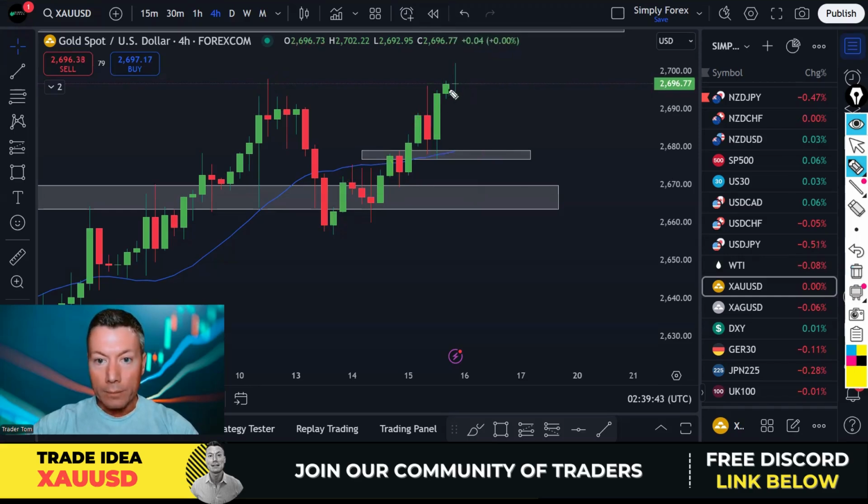So even if we got a retrace into here, maybe moving average 20 creeps up, and we get a bullish reaction, then I would still be interested in buying gold back up to this level. If it starts breaking this grey zone, then not interested. All right, so gold buys, first trade idea for today.